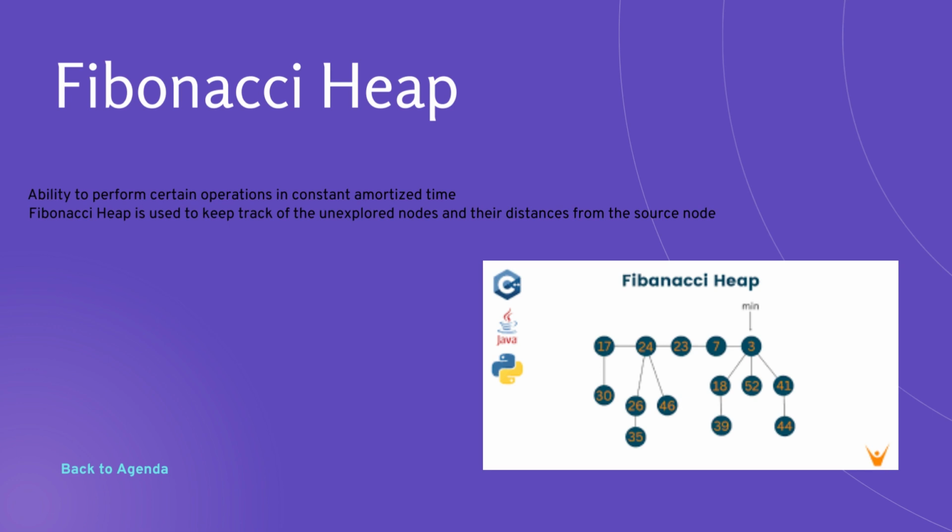In the context of Dijkstra's algorithm, the Fibonacci heap is used to keep track of the unexplored nodes and their distances from the source node. The ability to efficiently update the distances of the nodes in the heap is what makes the Fibonacci heap particularly useful in this algorithm.